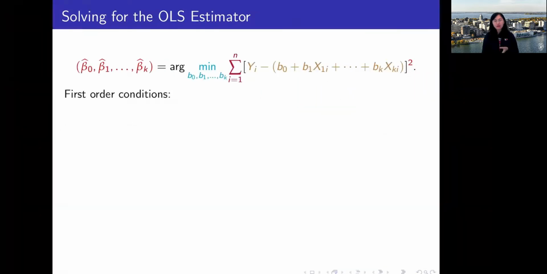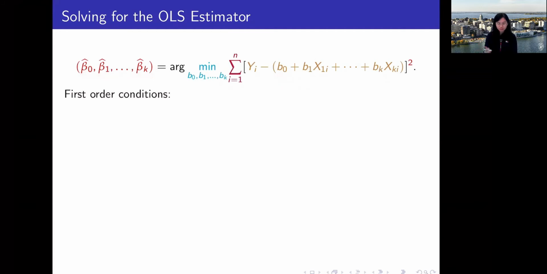So let's try to solve this by the first order conditions. Let's first derive the first order conditions. To derive the first order condition, we take the first derivative of the criterion function with respect to each of these parameter values and set them to 0. And the beta hats, the solution to that minimization problem, will be the values of b that solve those equations.